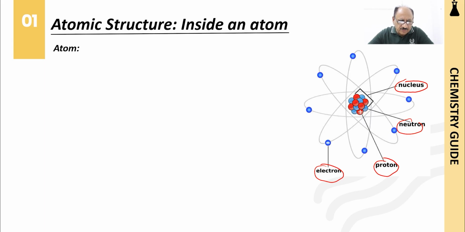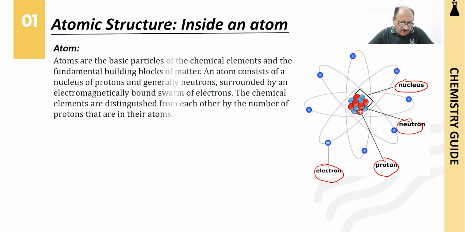We will be defining atoms. Atoms can be defined as the basic particles of the chemical element, and the fundamental building blocks of matter. So whole matter is composed of atoms. An atom consists of a nucleus of protons and generally neutrons. So the nucleus is containing protons and neutrons, surrounded by an electromagnetically bound swarm of electrons.